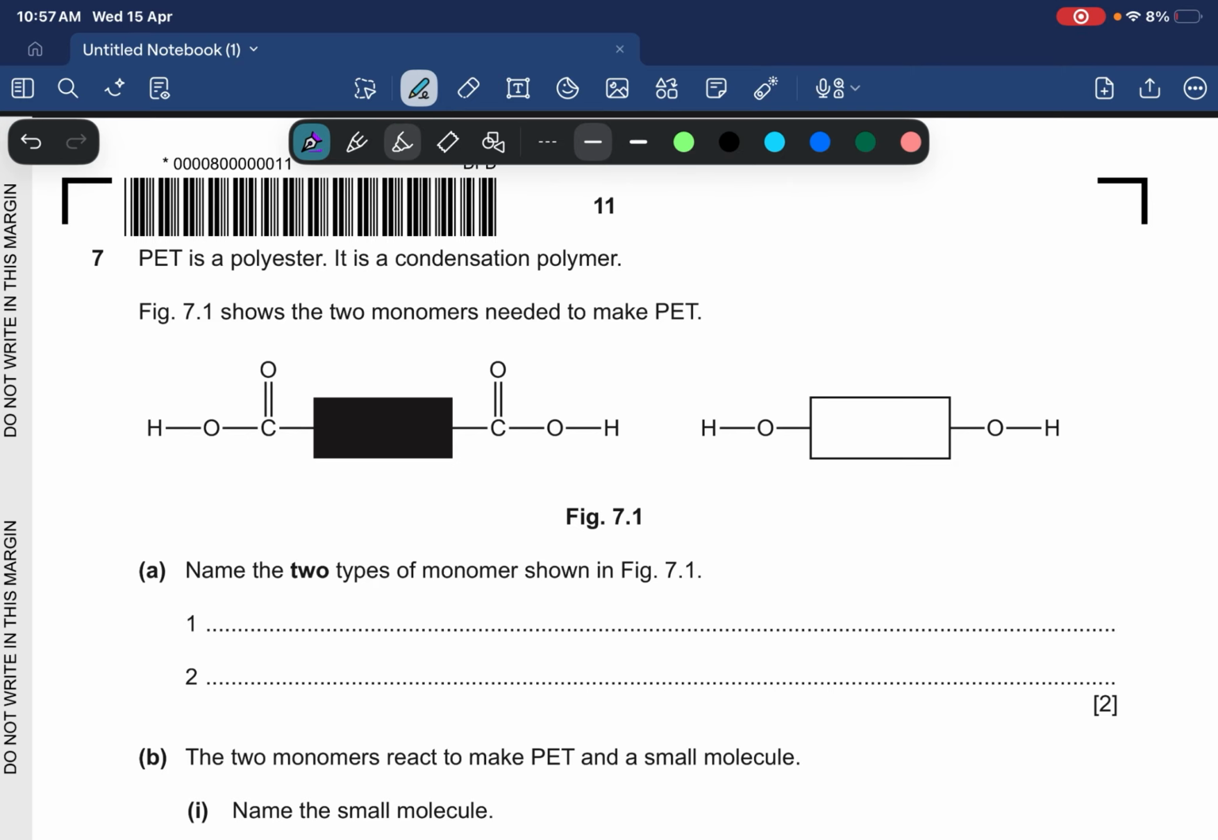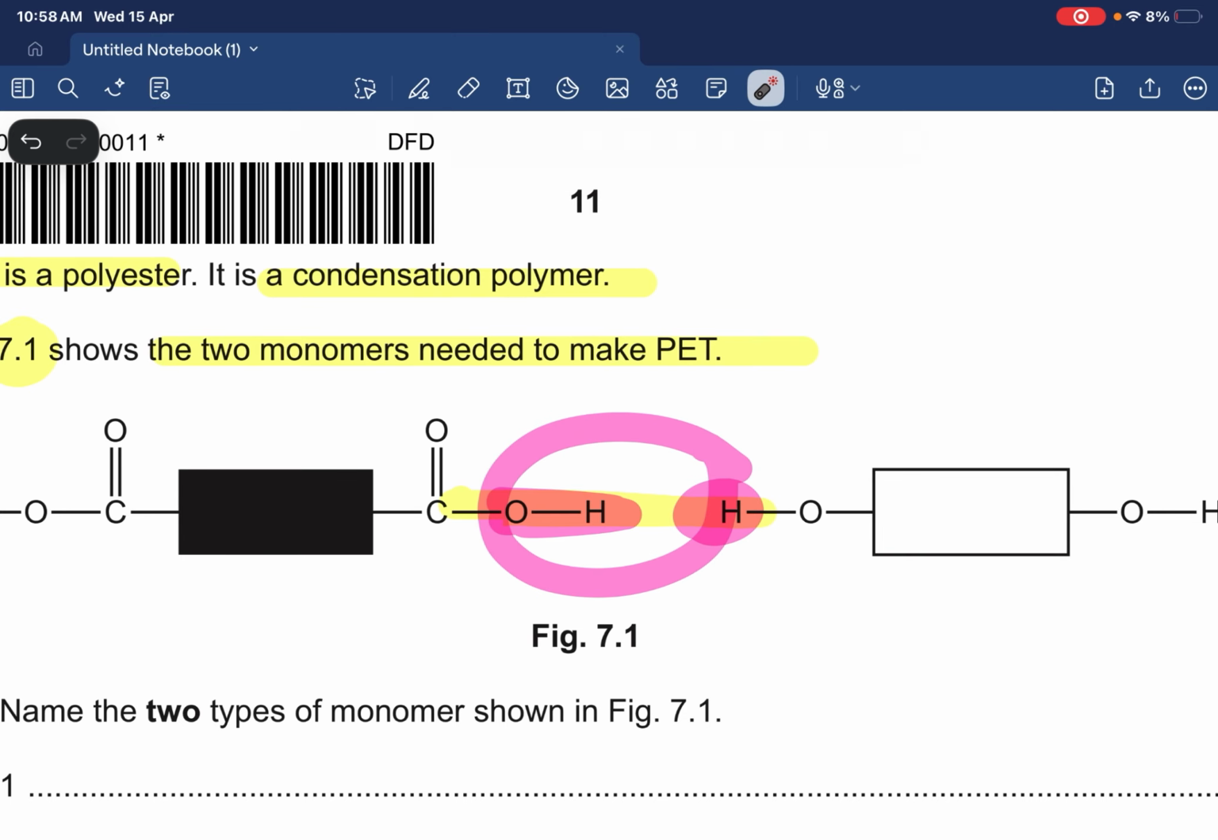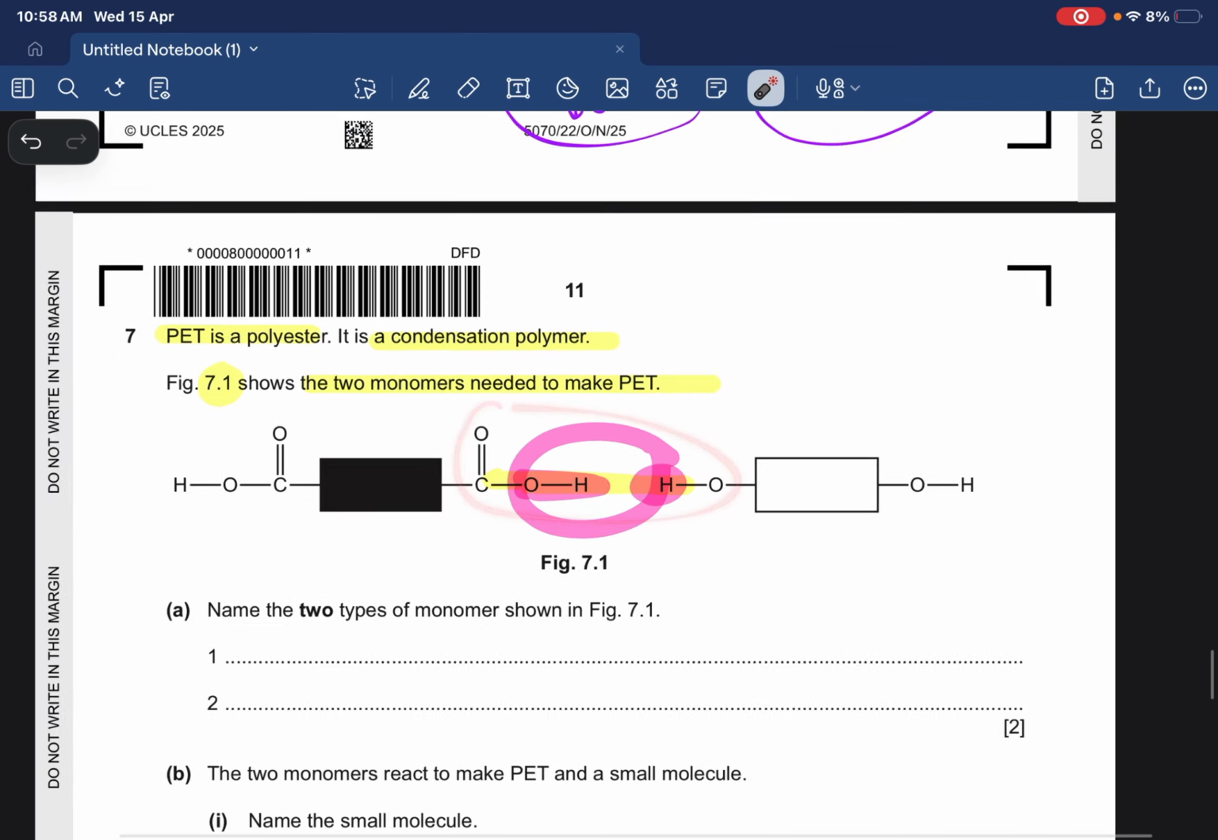PET is a polyester. It is a condensation polymer. Figure 7.1 shows the two monomers used to make PET. What is a condensation polymer? You're going to remove water from it. OH from here, H from here, going to form water. There's going to be an ester bond formed over here. That's going to be condensation.